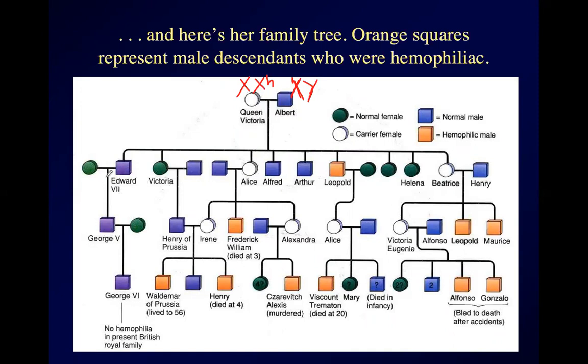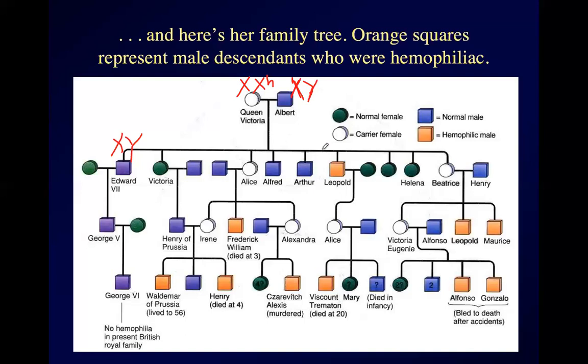But Edward VII right there, by luck, got Queen Victoria's normal chromosome. So he was XY, and he did not have hemophilia. And so he did not pass it on to the British royal family. So King Edward had George V, and George V's son was George VI, and George VI's daughter was Queen Elizabeth, who's queen now. And she had Prince Charles, and he had Prince Harry and Prince Meghan and whatever the heck it is. I don't really follow. But there's no history of hemophilia in the present British royal family.